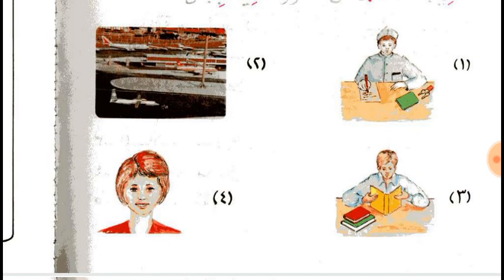And then the third picture, Yusuf is reading. Reading means yakra'u. Yusuf Yakra'u. Correct. And the fourth picture, it's a girl here. I think she's smiling. What is smiling? Just give me a moment.